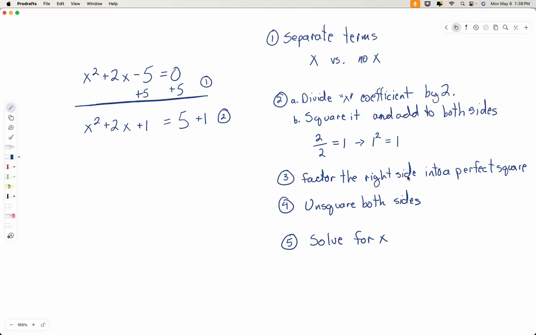Now we're going to factor the right side into a perfect square. And we don't even have to think about it. We know what that number is. It's already given to us. So that's going to be x, and it's a positive 1 squared. When we factor this, this is what we get. We get x plus 1 times x plus 1. And then we just simplify this by adding it together. That's going to be 6. Now, this is step 3. Now we're going to do step 4. We're going to unsquare both sides. And we're going to do that through the use of the radical symbol.